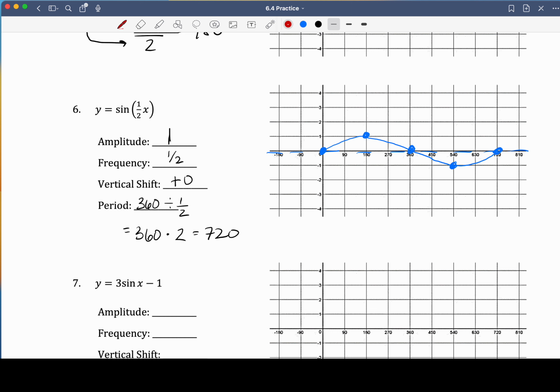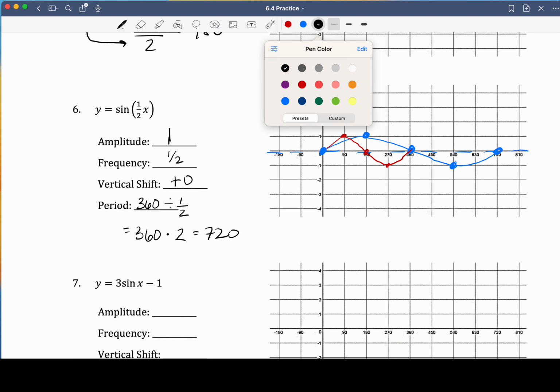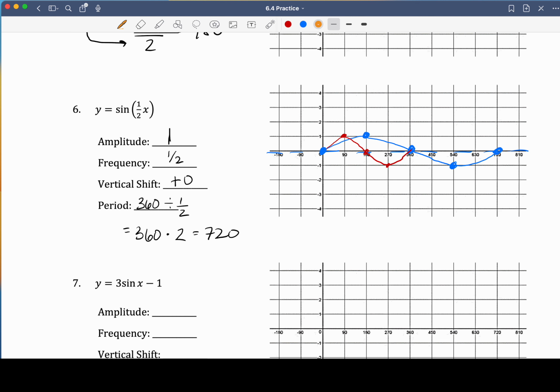So you can see that blue graph is what y equals sine of 1/2 x looks like. Now, if we go back to what y equals sine of x is, it's a little different. It's basically shorter. And if we go even further, and I graph y equals sine of 2x, you can see that what it does is it actually shortens it even more.